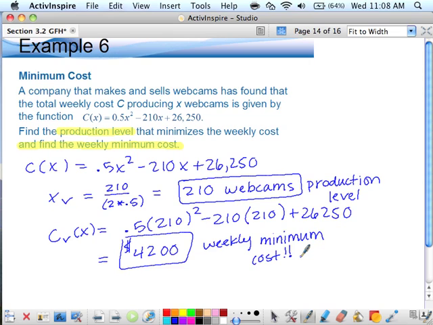So we answered both questions. That means that I'm going to have to spend a minimum of $4,200 just to run this. And the best way to do that is by producing 210 webcams a week. That will only cost me $4,200. Why would we be interested in minimizing the cost to me? When I minimize my cost, what does that maximize? My profit. Yeah, so if I want to make a good profit, I can figure out what that is by minimizing the cost.